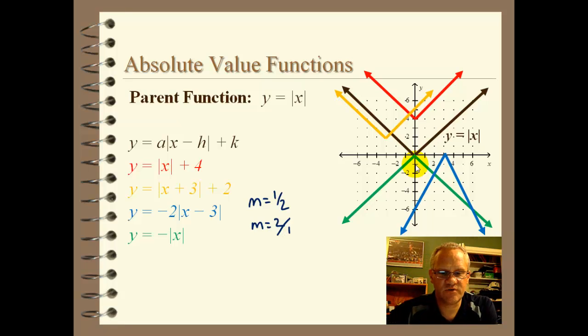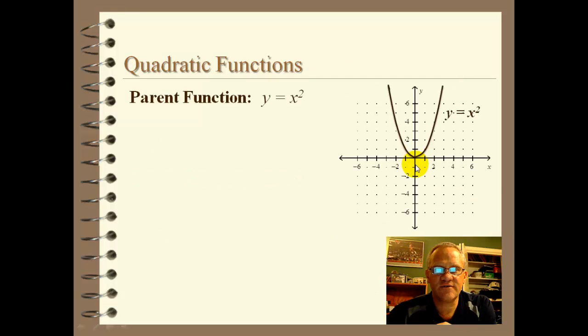We got one more type of function to look at. Quadratic functions. Here is the parent function for quadratic, y equals x squared. And this is what the graph is going to look like here. It's going to start at 0, 0. It's going to go up 1 and over 1.